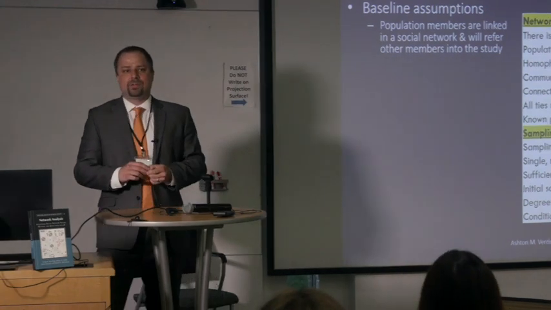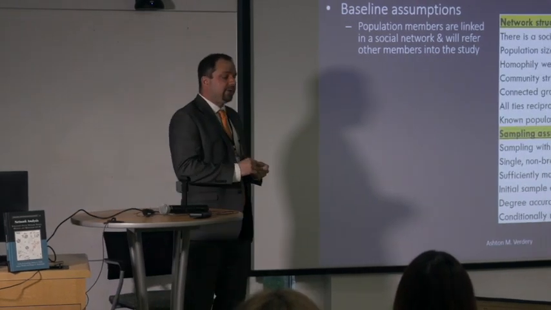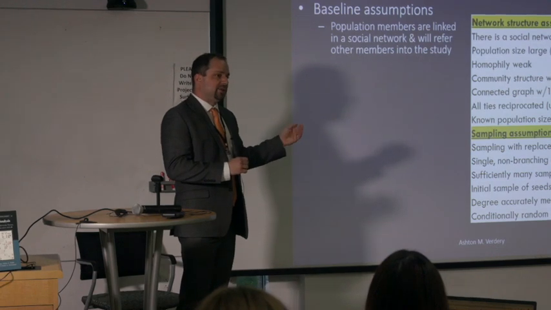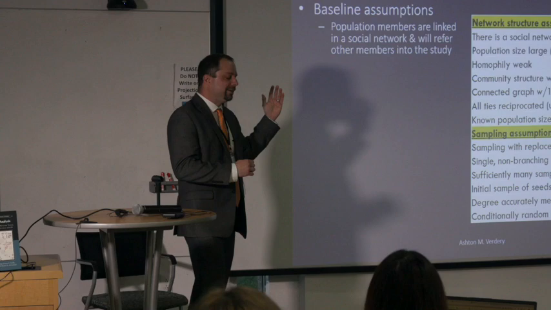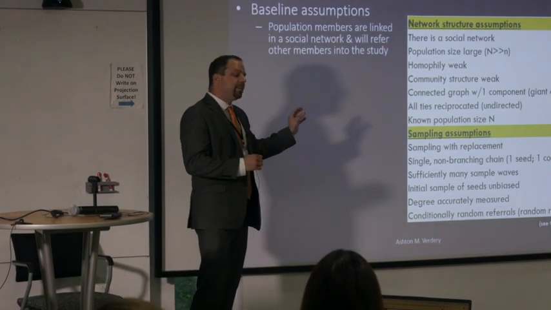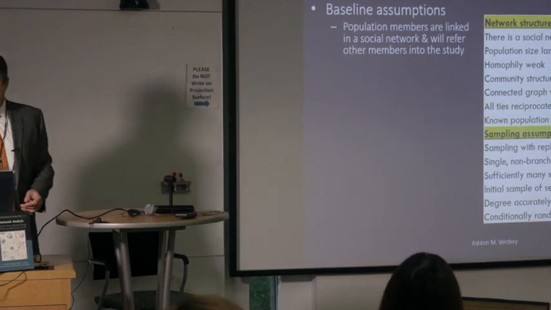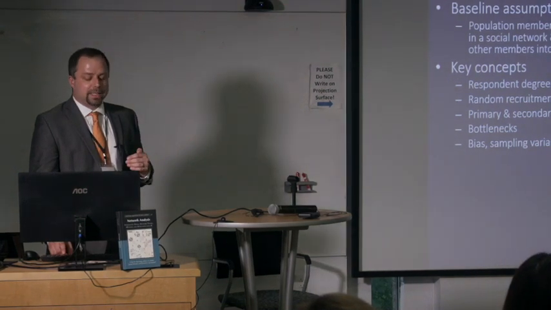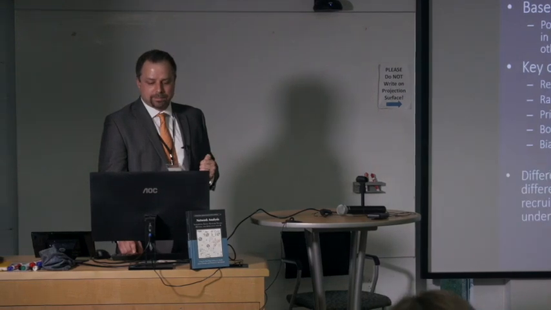There are also assumptions about sampling with replacement. Traditional RDS estimators made that assumption, and also assumed a single non-branching chain with only one coupon per person, which is prima facie invalidated. But later methods relax those assumptions. I'll talk through some of the key concepts and highlight why some of these assumptions are issues.